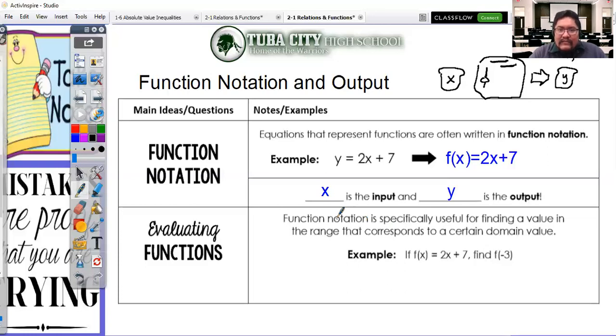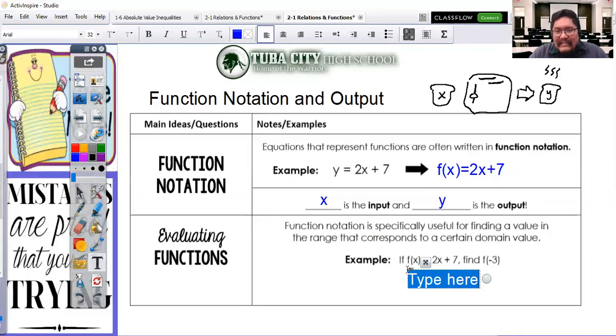Function notation is useful for finding a value in the range that corresponds to a certain domain value. Okay, that might sound a little confusing. I wouldn't blame you. But here, they want us to evaluate a function. So they have this f of x. Now, f of x is like the basic function. Nothing's happened to it yet, but they want us to look at this next part, and they want us to put in -3.